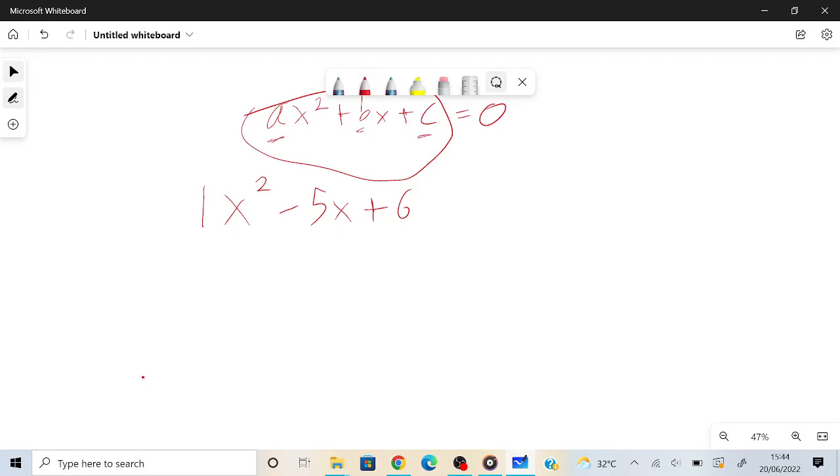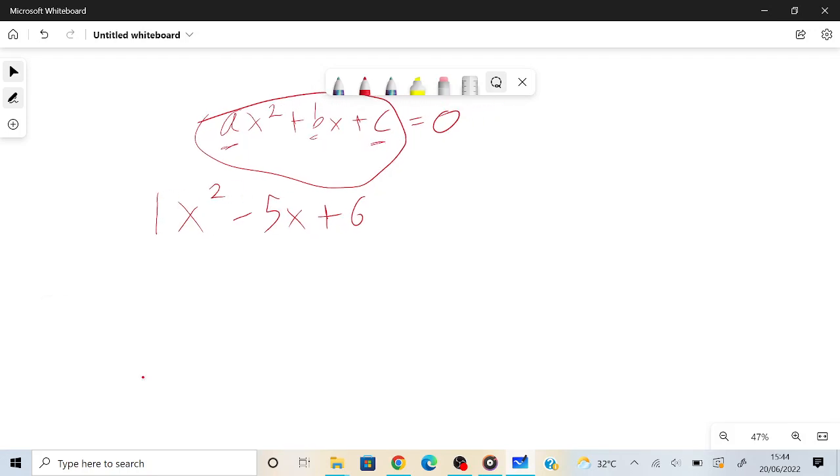Now, in order to solve this, let's have two different constants. Let's say a and b. We need to have something that we add together, a plus b, that would give me the middle number, that is minus 5. And I need something that I multiply together, that would give me these two terms multiplied by each other, which is 1 times 6, which is 6.